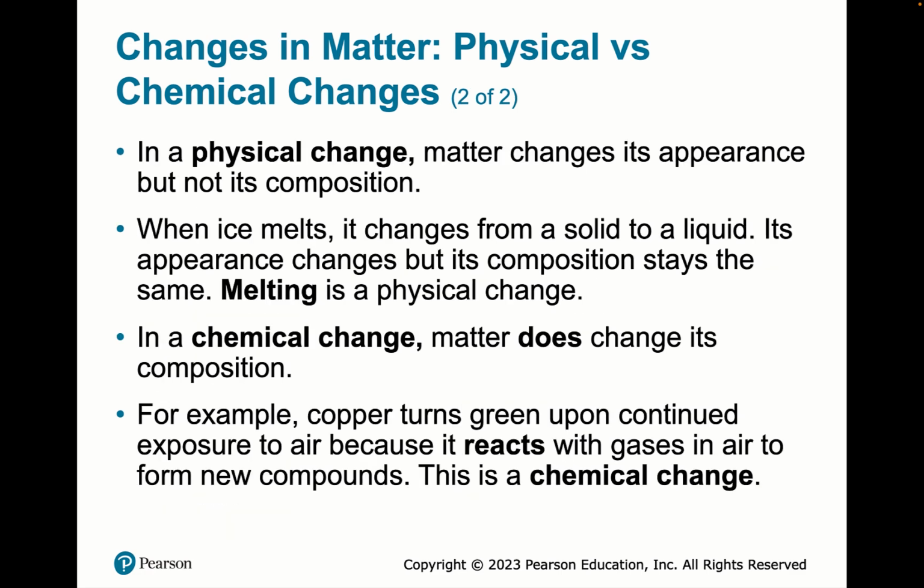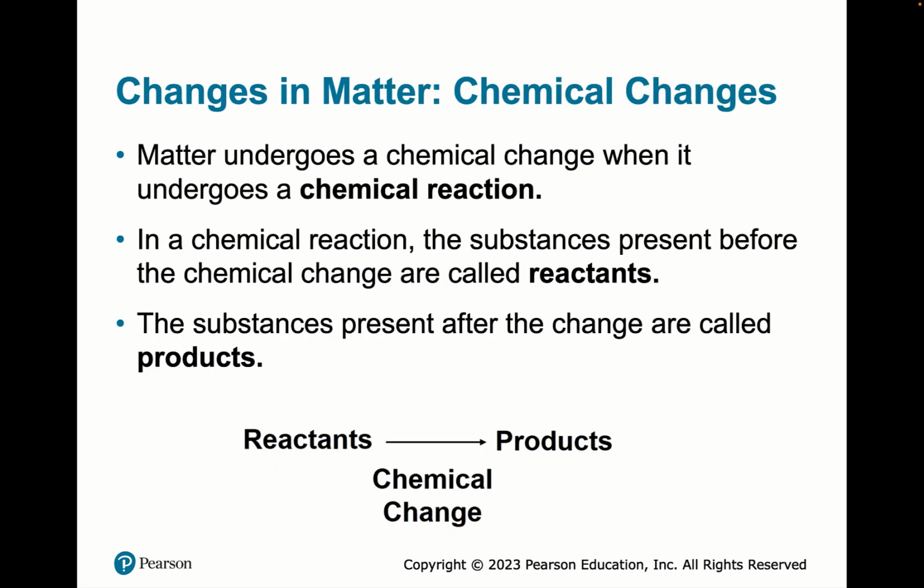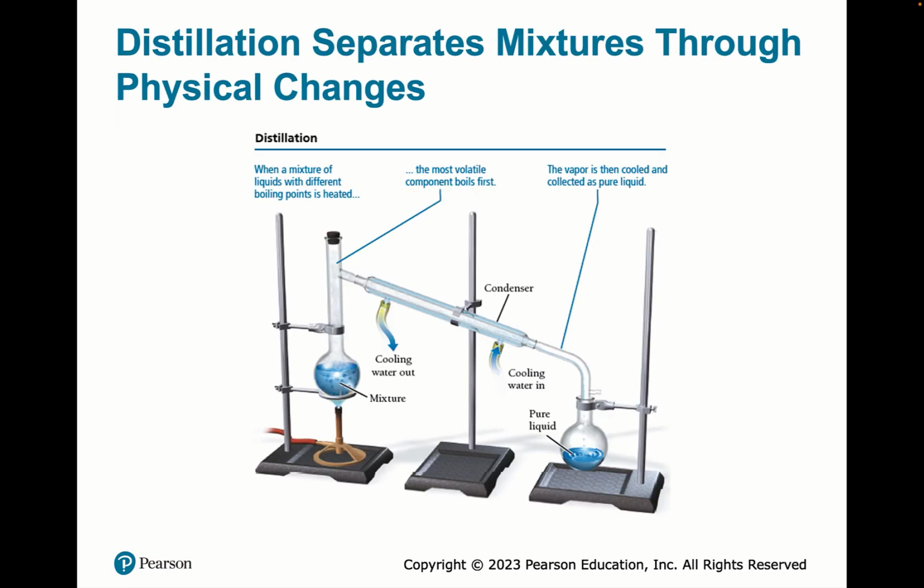So appearance. Okay, we already mentioned all of these. So changes in matter, chemical changes. When a chemical change happens, it undergoes a chemical reaction. So here is a chemical equation, and you have reactants on the left, an arrow, and products on the right. So this is known as a chemical change. The stuff that starts in the beginning is a reactant. The stuff at the end is the product.